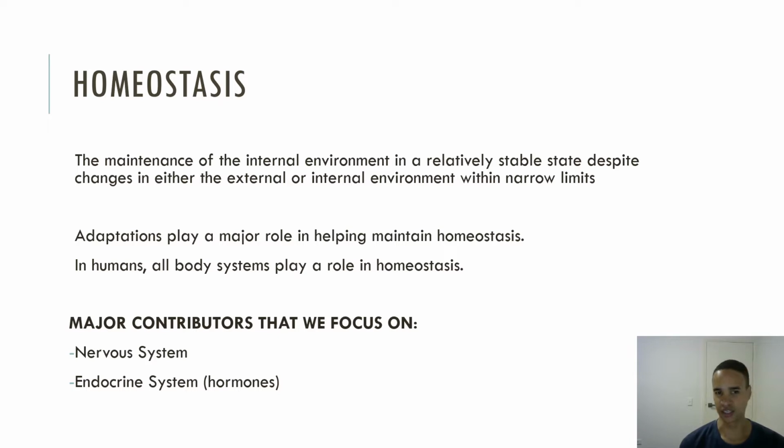Okay, so homeostasis is where we maintain our internal environment at a stable state. So we need specific conditions for our body to be able to function. And homeostasis are the steps that our body takes to make sure that those conditions are met. So whether we're getting changes in the external environment or in the internal environment, our body will take steps to maintain those conditions that we need. So there's lots of different adaptations that will help to maintain homeostasis, to maintain that baseline. And in humans, it's our body systems. All of our body systems are helping to maintain homeostasis.